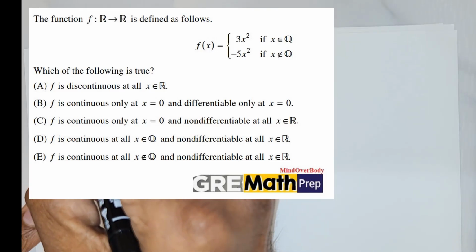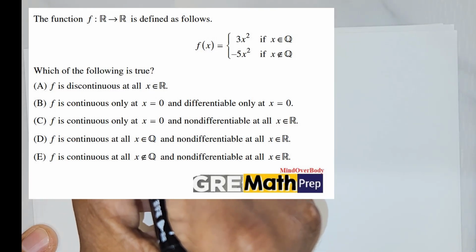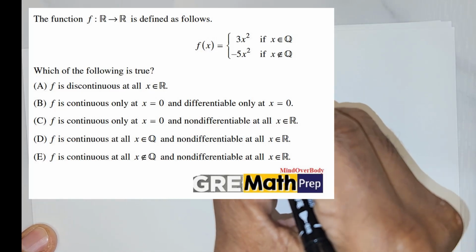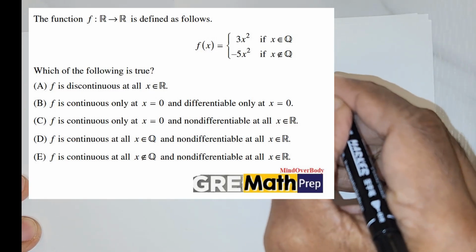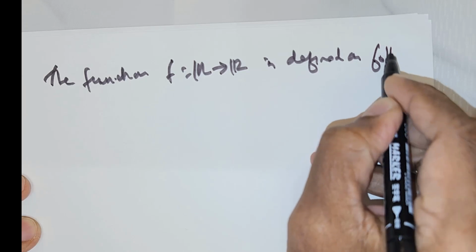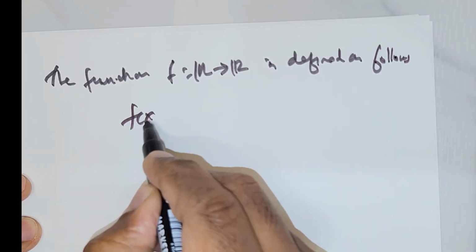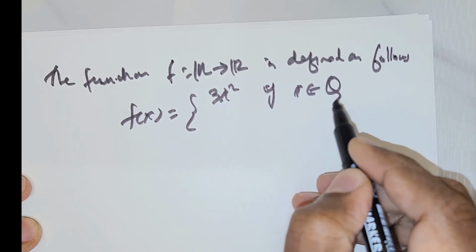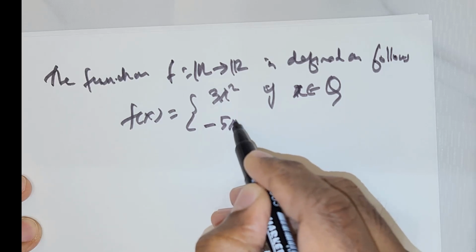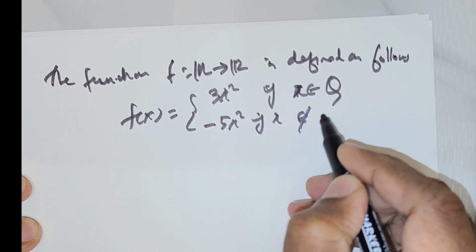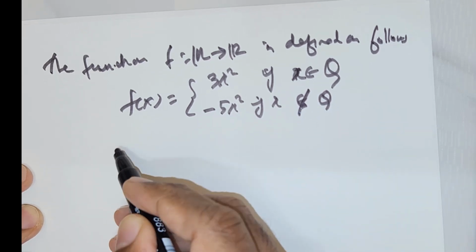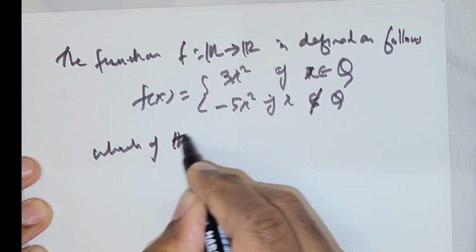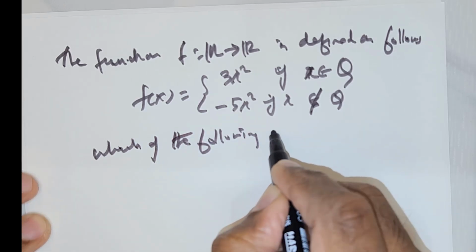Okay, let's do this question. Let me write the question. The function f, from R to R, is defined as follows: f of x is equal to 3x squared if x is an element of the rational numbers, and negative 5x squared if x is not a rational number. So which of the following is true?